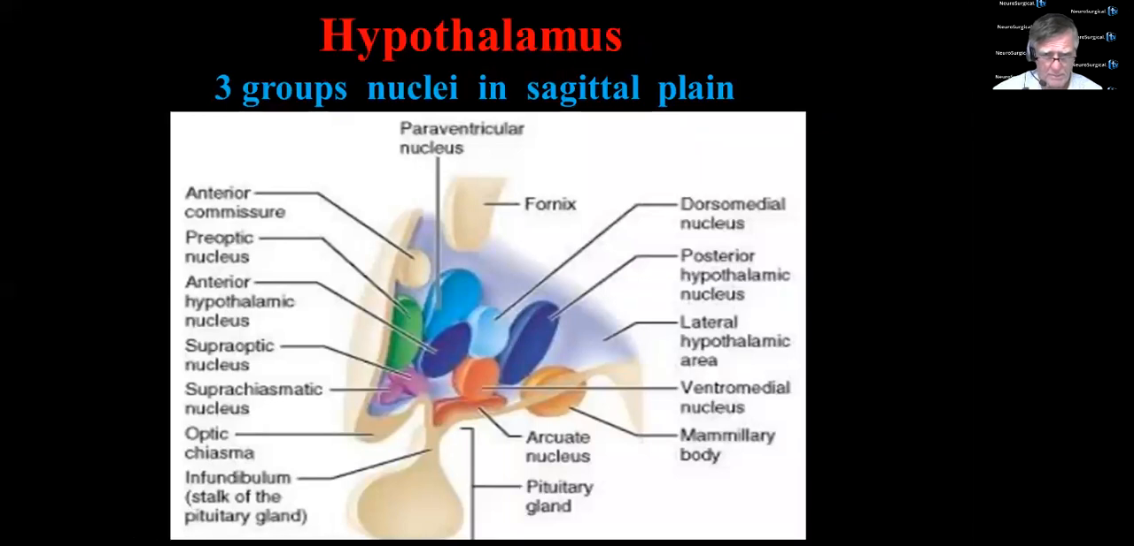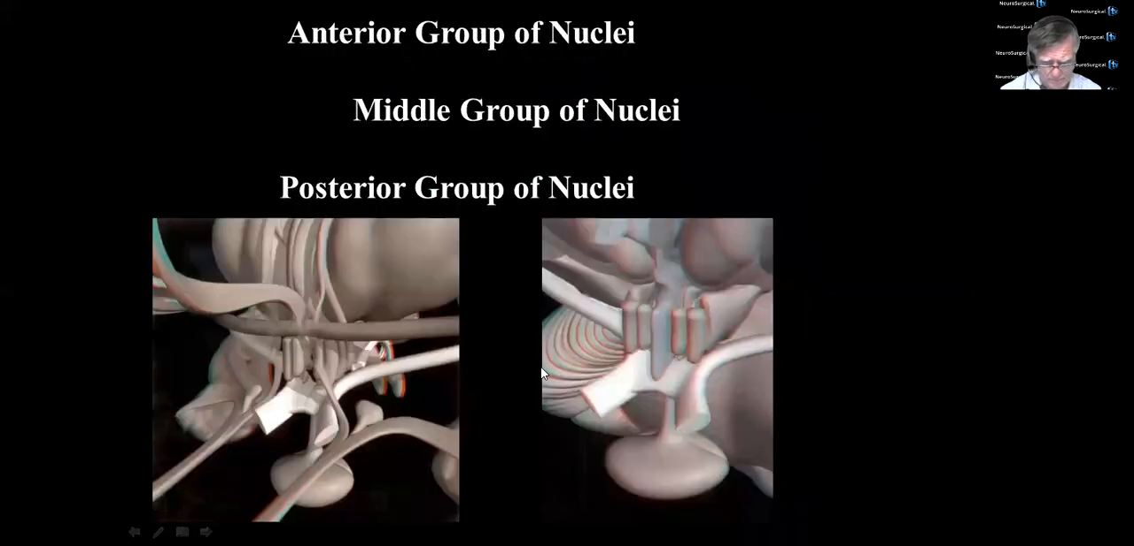So as we said, we have three groups of nuclei at the lamina terminalis: the anterior group, the middle group, and the posterior group. And I mentioned that the supraoptic, the preoptic, and suprachiasmatic nuclei are concerned with the circadian rhythm and so on. And the middle ones are related to your metabolism in terms of hunger, eating, thirst, etc. And the posterior ones are related to your memory and emotions. So here you are, this is 3D showing you the nuclei, the few grams of your body that control it completely.